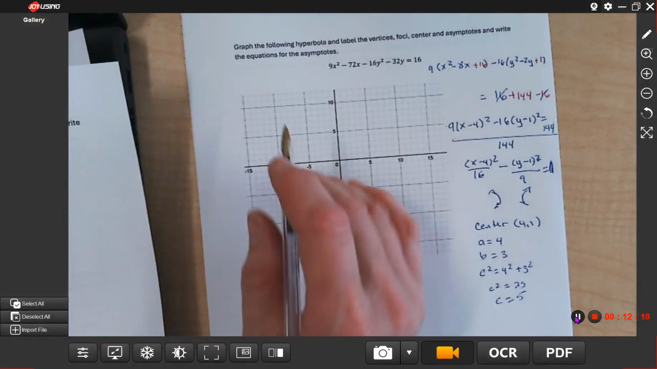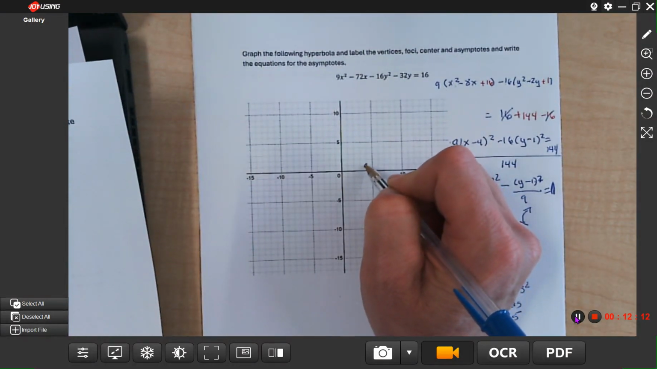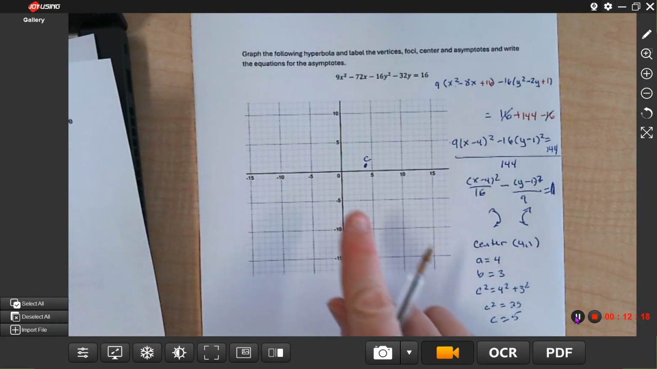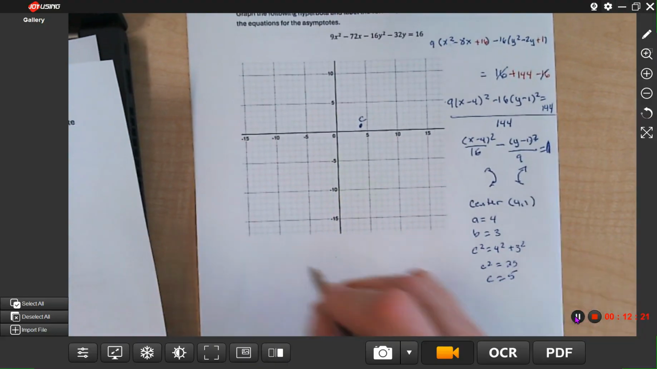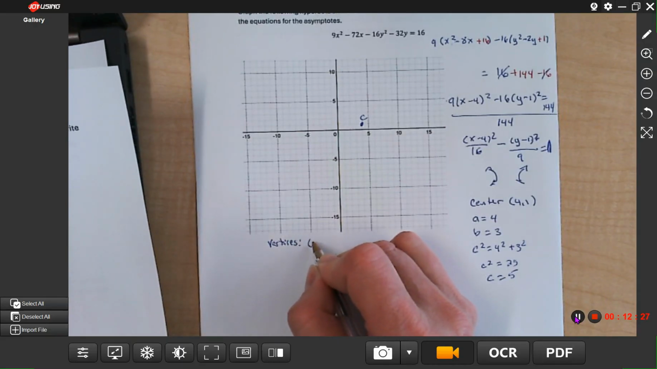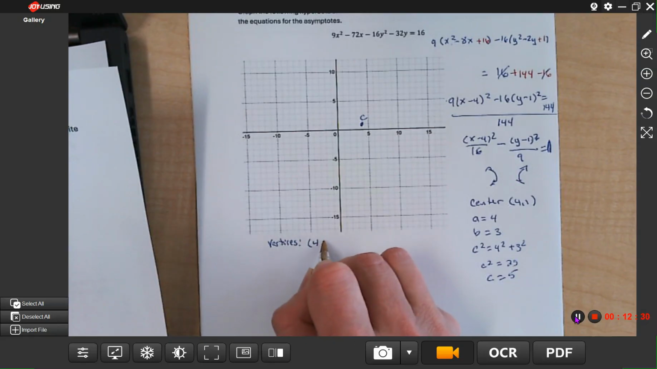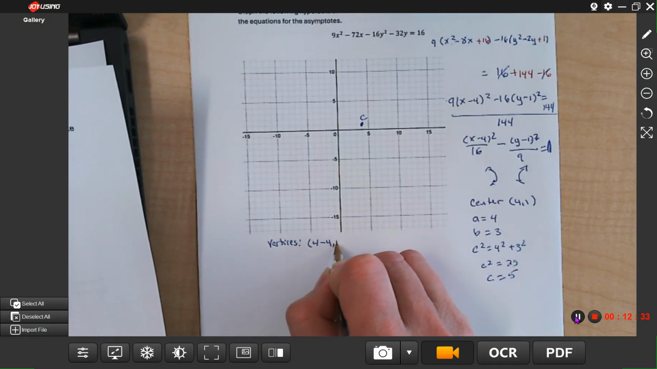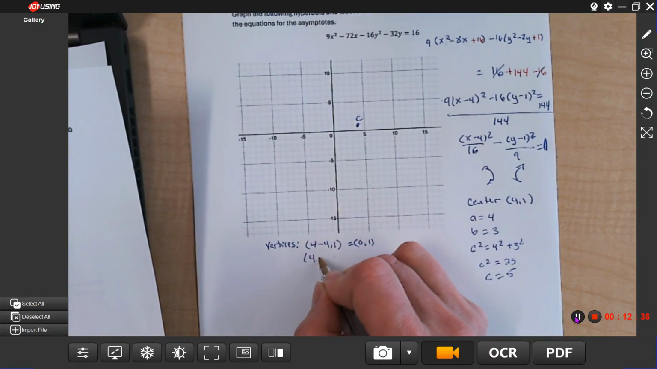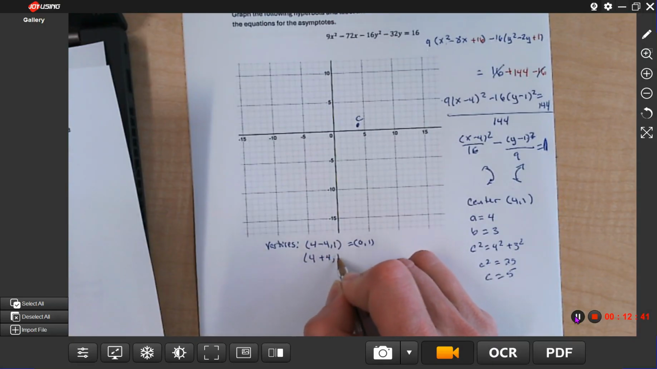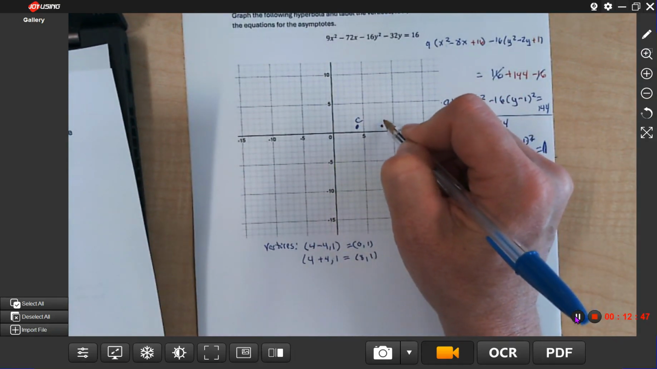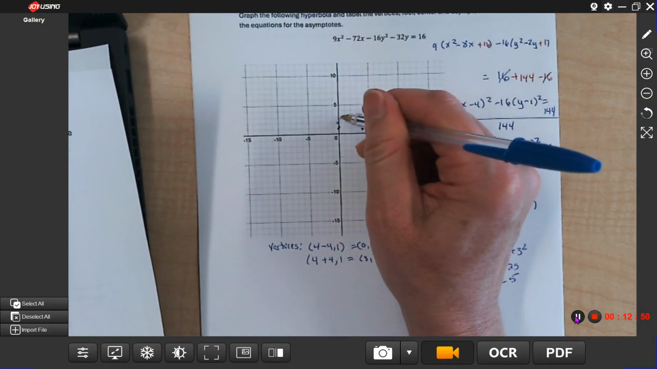So I'm going to graph the center. The center is (4, 1), so that's the center. To find the vertices, I'm going to go horizontally because I know it opens horizontally. We start at the center and move left a distance of a and keep the y the same, so that's (0, 1). Then start at the center and move right a distance of a, so that's (8, 1). So that's a vertex, and that's a vertex.